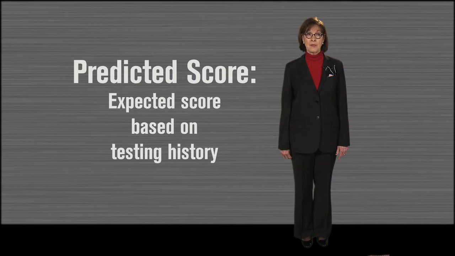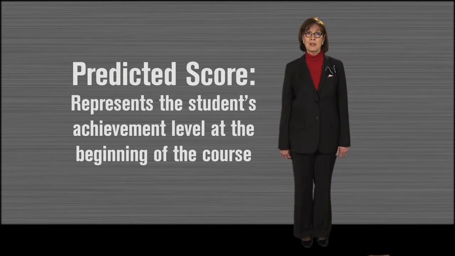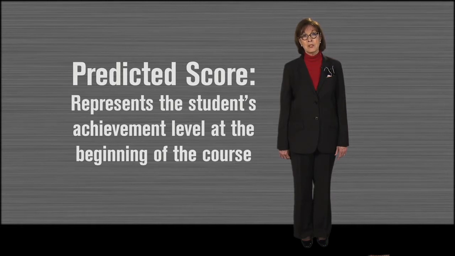assuming the student receives the average schooling experience in the state. A predicted score will only be generated for students who have a minimum of 3 prior test scores in TVAAS. Using a minimum of 3 scores helps to decrease the effects of measurement error associated with single test scores. For students who have more than 3 prior scores in the TVAAS system, the additional data will be used to generate the predicted score. Because the predicted score is based on the student's prior test scores, it can be helpful to think of it as representing the student's achievement level at the beginning of the course.